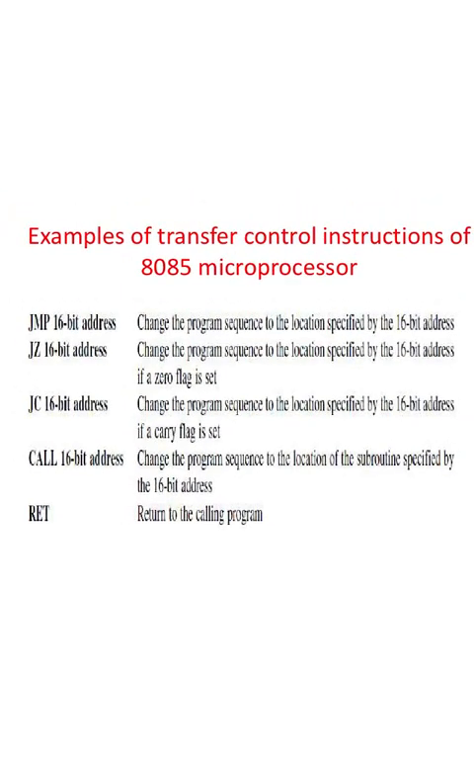Examples of transfer control instructions of the 8085 microprocessor. JMP 16-bit address: change the program sequence to the location specified by the 16-bit address. JZ 16-bit address: change the program sequence to the location specified by the 16-bit address if the zero flag is set. JC 16-bit address: change the program sequence to the location specified by the 16-bit address if the carry flag is set.